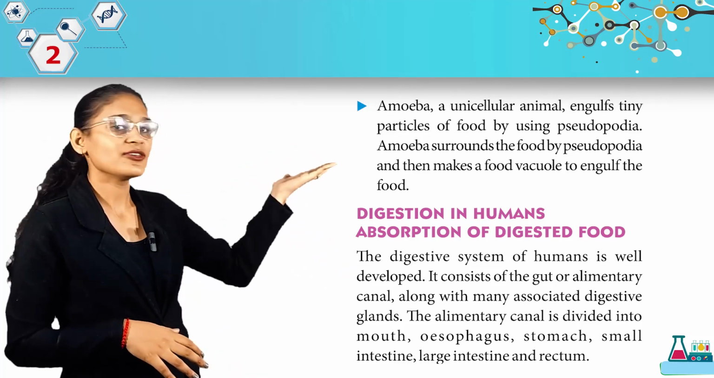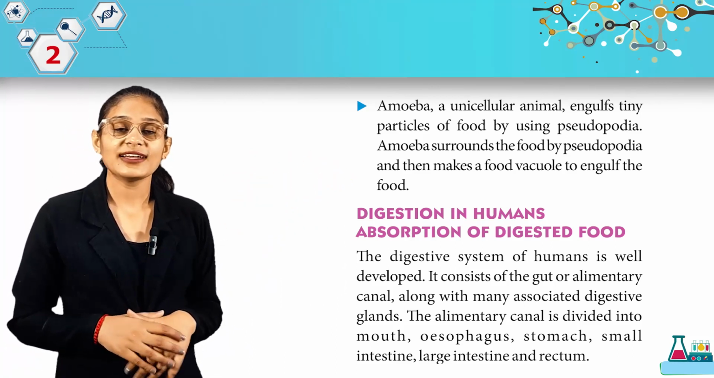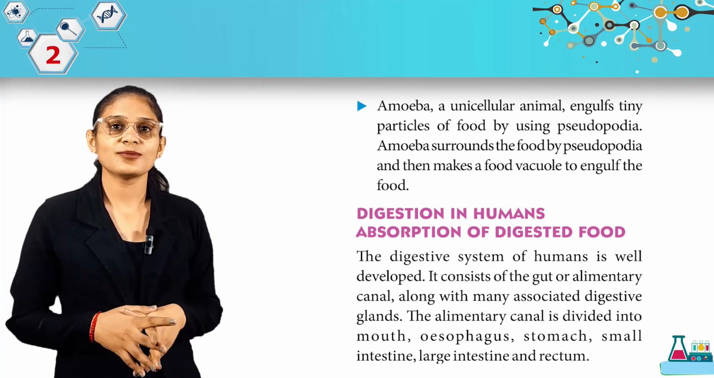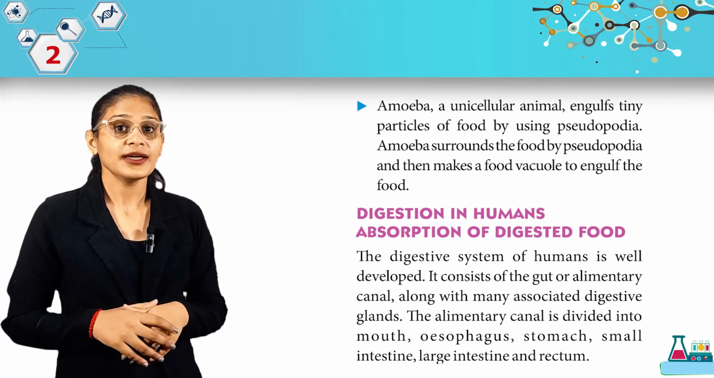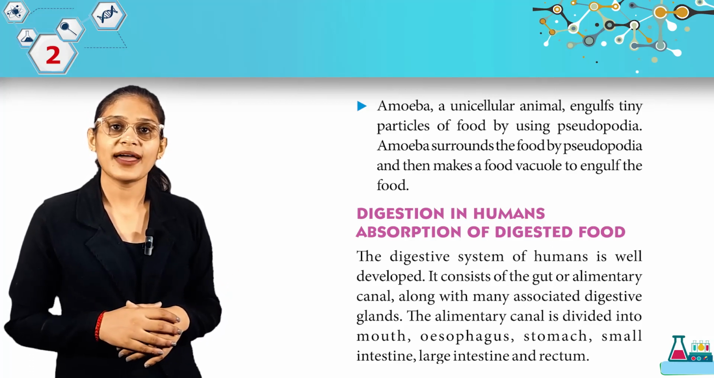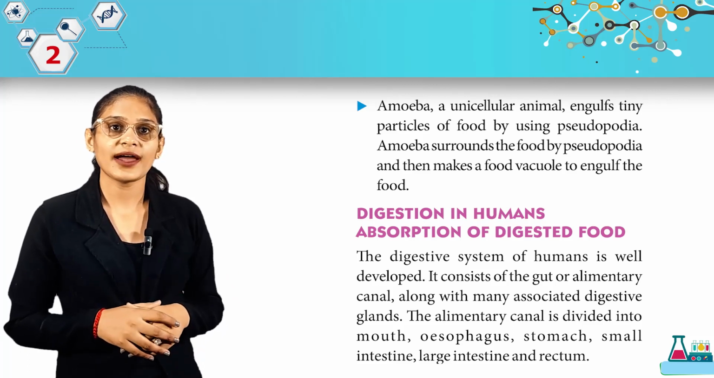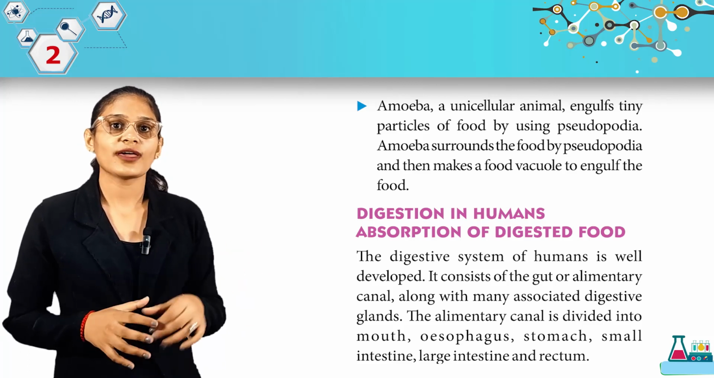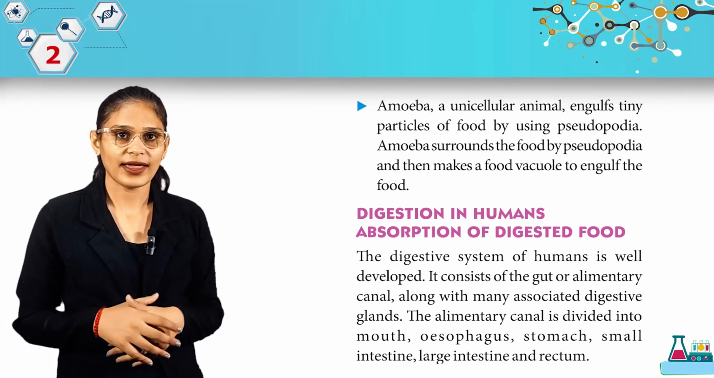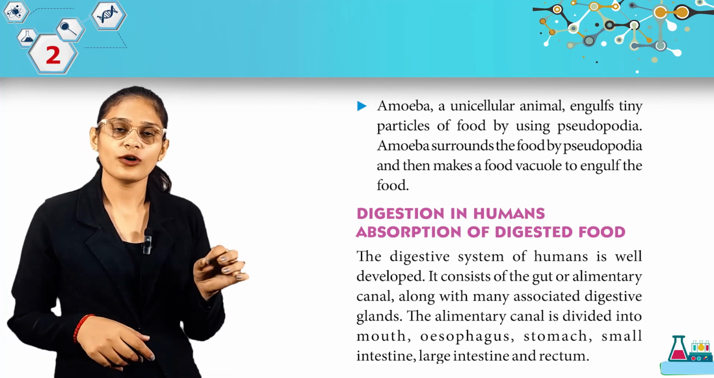Look here, digestion in humans, absorption of digested food. So now we are going to discuss digestion in humans. The digestive system of humans is well developed. It consists of the gut or alimentary canal along with many associated digestive glands. The alimentary canal is divided into mouth, esophagus, stomach, small intestine, large intestine and rectum. So students, these are the parts of the digestive system of humans.